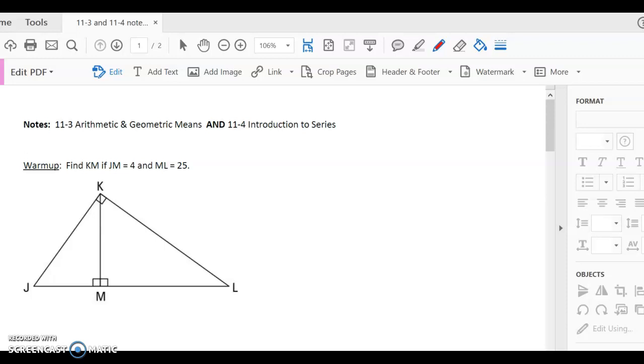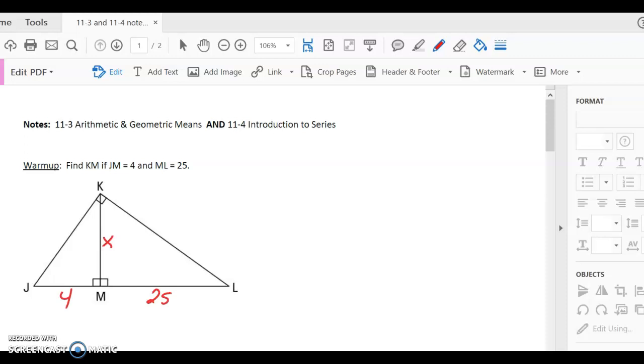Welcome to 11.3 Arithmetic and Geometric Means, as well as 11.4 Introductory to Series. The warm-up says find KM if JM is 4 and ML is 25. I would pause the video and see if you can remember how to do this from geometry.